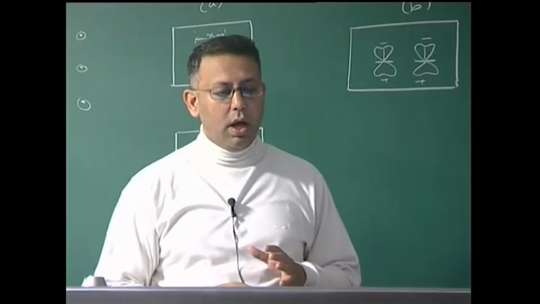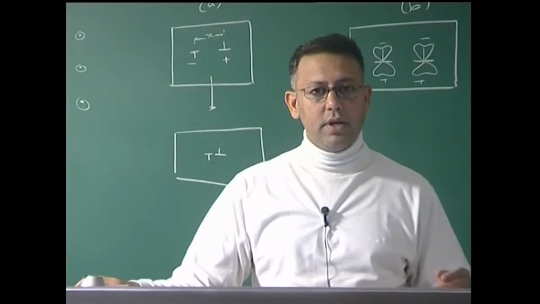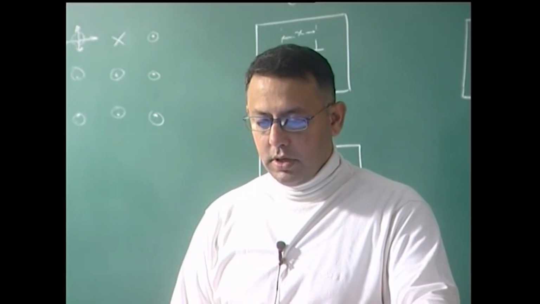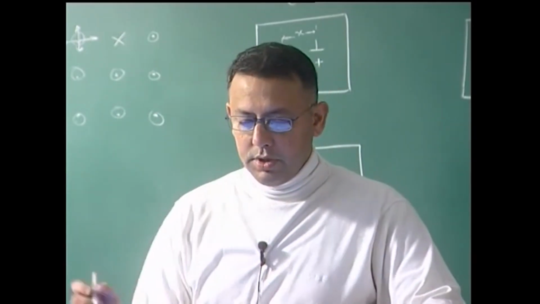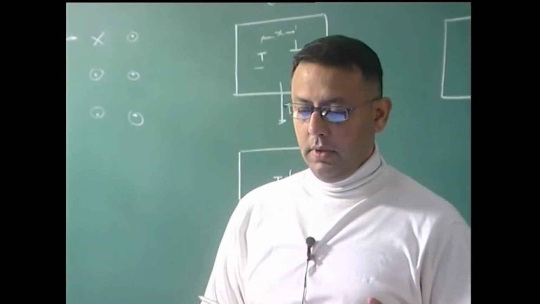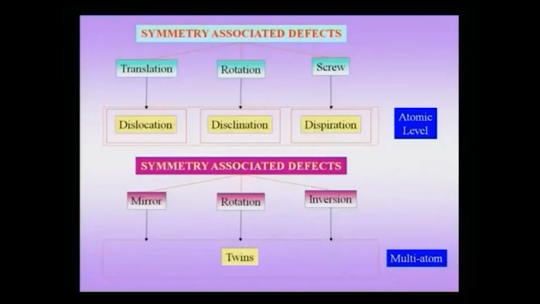So, we have considered here a broad overview of classification of defects based on dimensionality. Let us now consider other kinds of classification of defects apart from dimensionality. We can think of defects being associated with symmetry, like for instance, the dislocation can be thought of as being associated with the translational symmetry of a crystal. Similarly, a disclination can be thought of as being associated with the rotational symmetry of a crystal, and a dispiration being associated with the screw symmetry of a crystal.